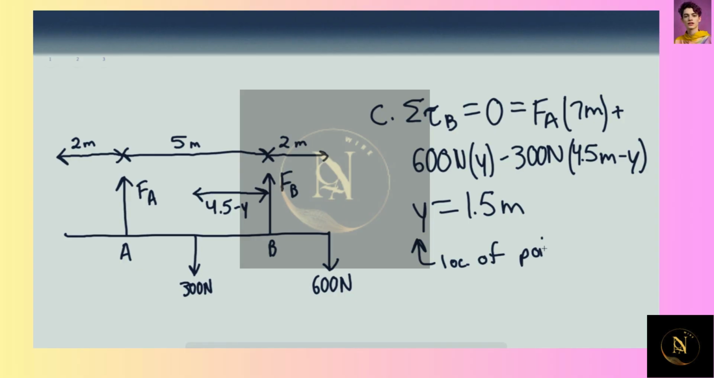And this would be the location of point B, measured from the right end of the beam. So this would be the distance such that we have rotational equilibrium if the force of A suddenly were to break. So this term right here is going to be equal to 0.